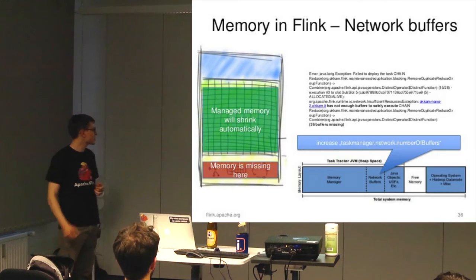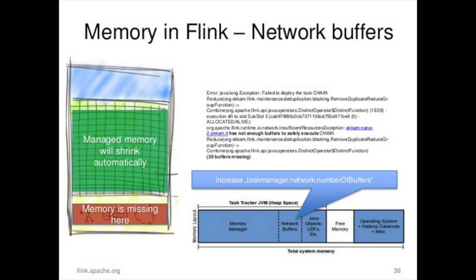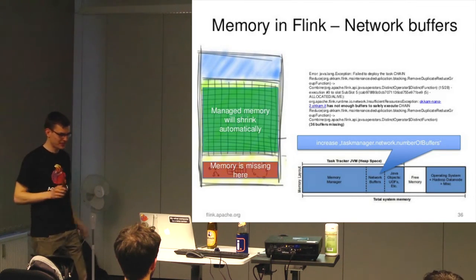Then another popular exception is this error that you are not having enough buffers for safely executing a job. So when a task manager receives a job, it calculates whether it has enough resources for safely processing the job. If not, it will just throw an exception. And memory is missing here then in this case. So we have managed memory, these network buffers, and the regular Java objects. And to increase these network buffers, you just set there a higher number. But I can tell you a bit more in detail how to set that number.